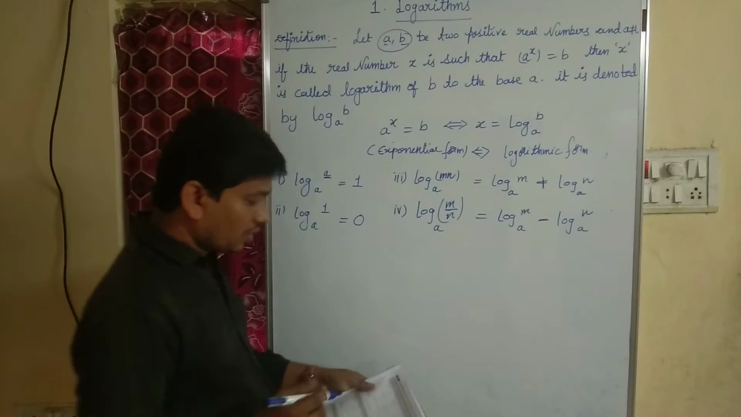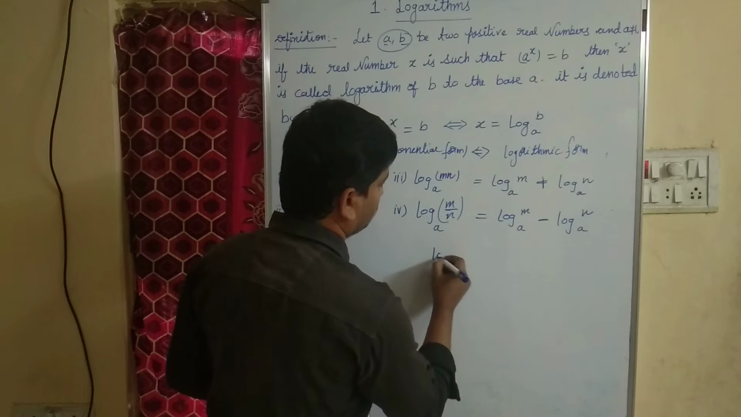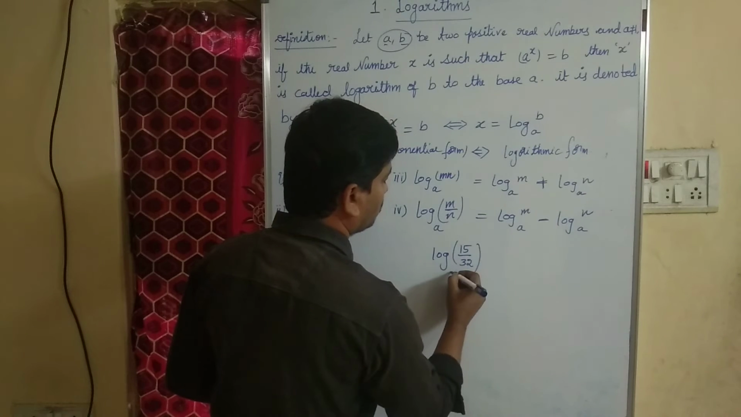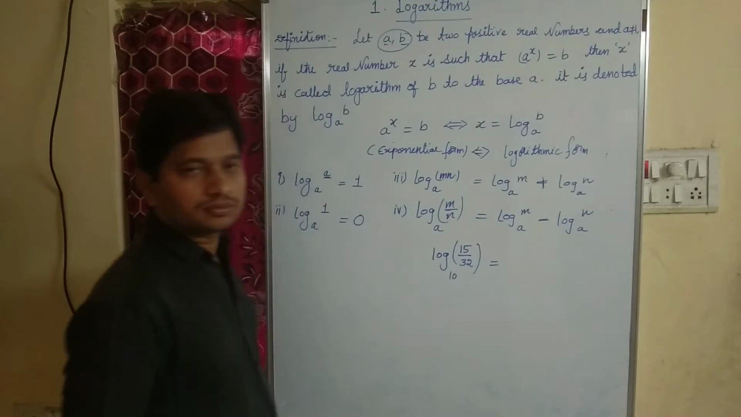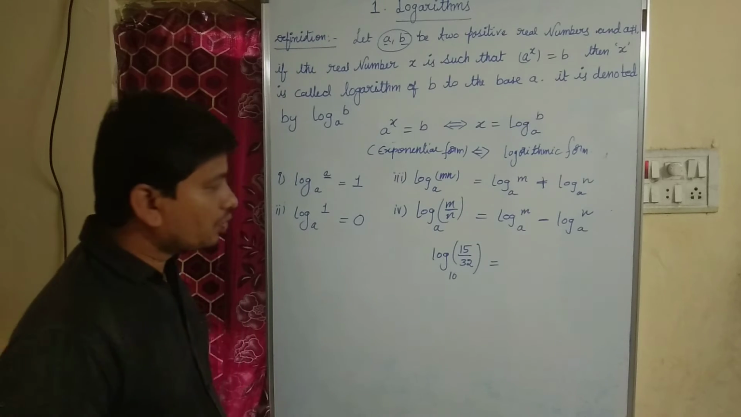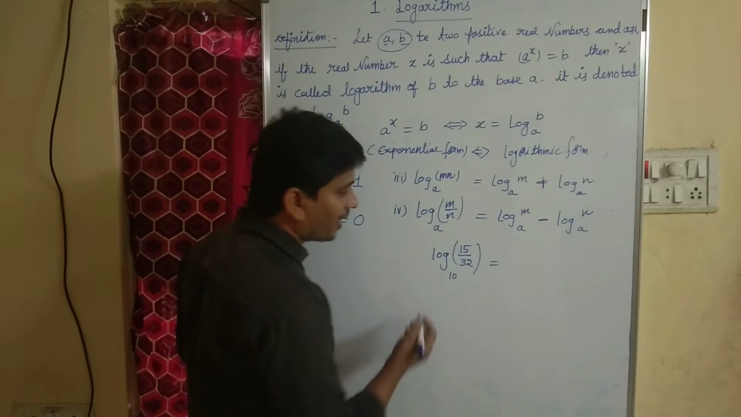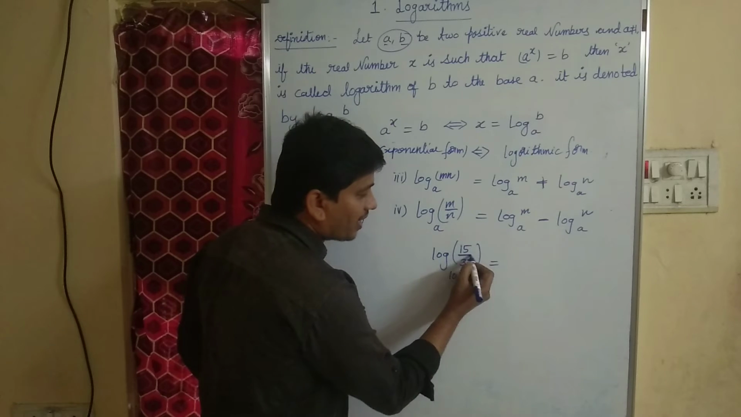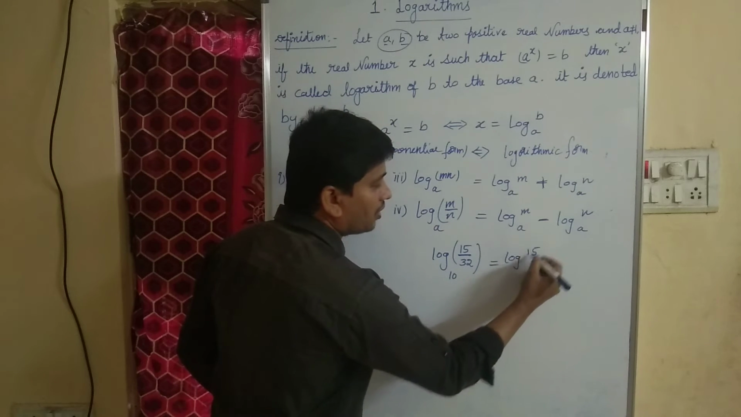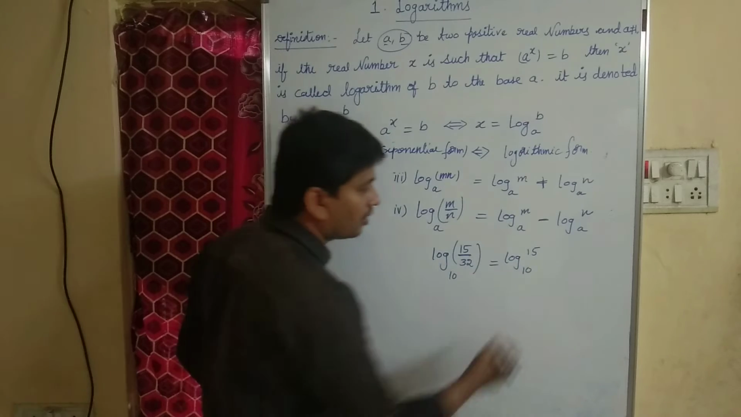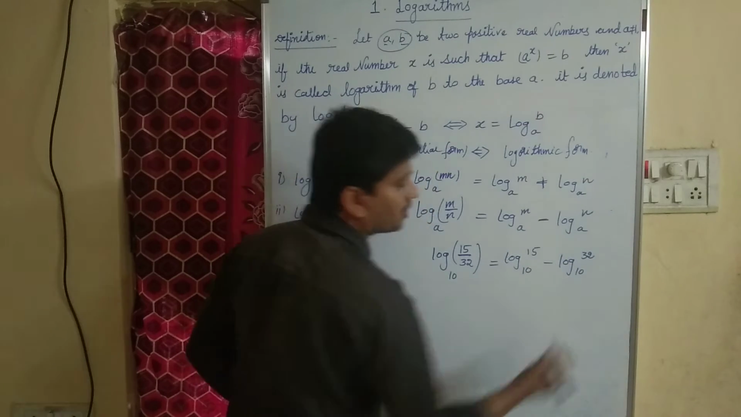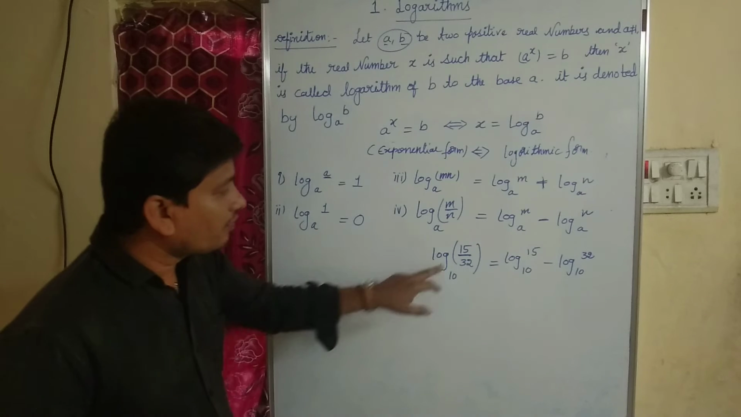For example, log 15 by 32 to the base 10. How can we write it? As we are dividing here, I can write log 15 to the base 10 minus log 32 to the base 10. Actually, here we are dividing.